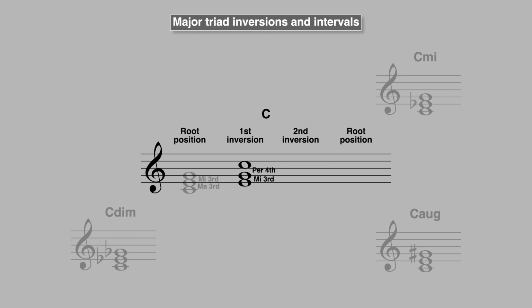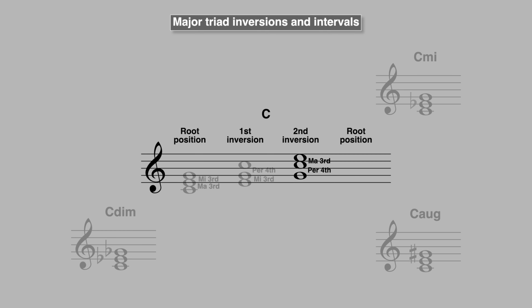Again, to get to the second inversion, we move the lowest note an octave higher, while the other notes stay in place. Now, we have a major third interval on top of a perfect fourth interval. The lowest note is the fifth, the middle note is the root, and the highest note is the third. Again, this order of notes applies to all second inversion triads.